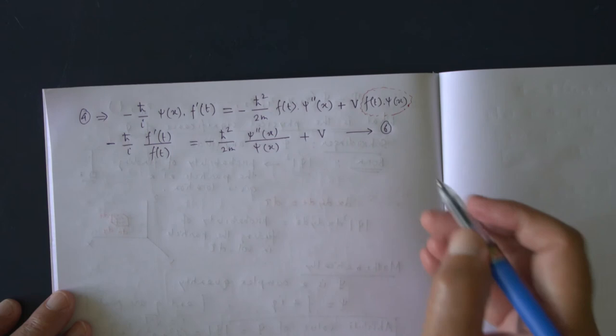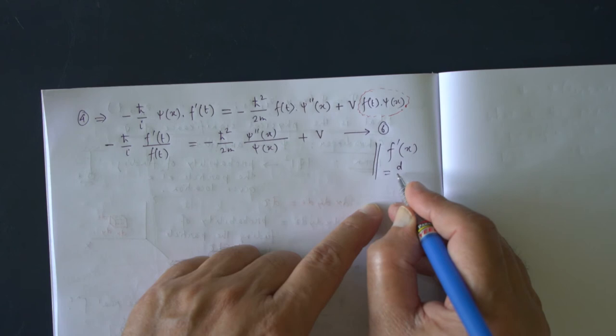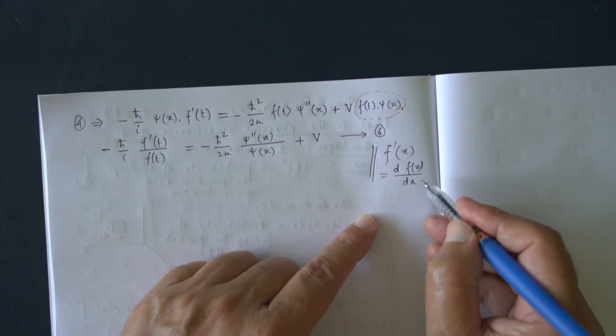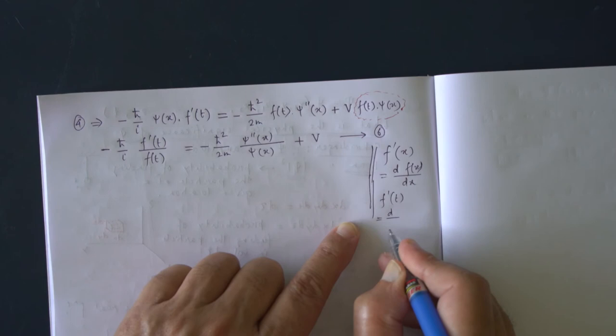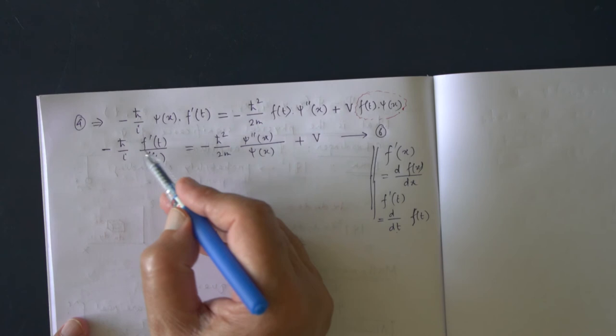Now, what do we mean by f dash x? F dash x means d f(x) by dx. Similarly, what is f dash t? This is equal to d by dt of f(t). That means f dash t means we are differentiating with respect to t.